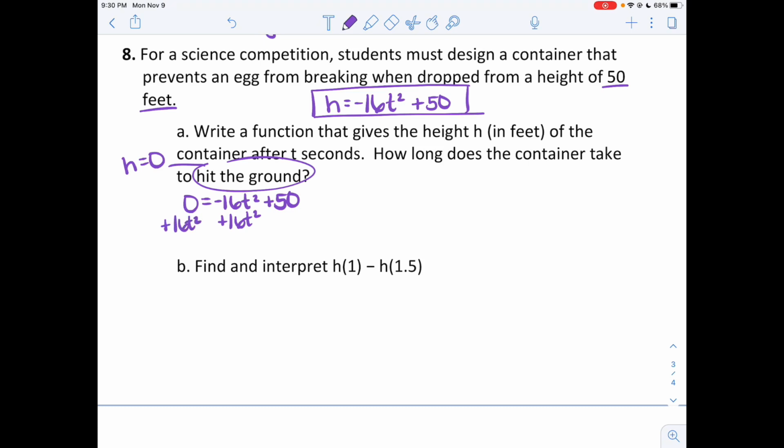So when I do that, this will cancel, and I'm going to write up on the next line here that I have 16t squared is equal to 50. Now, just like I did before, I want to keep simplifying this until I get down as far as I can without doing square roots. So let's do this, and this is going to give me that t squared is equal to 3.125.